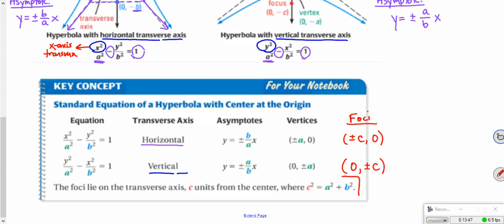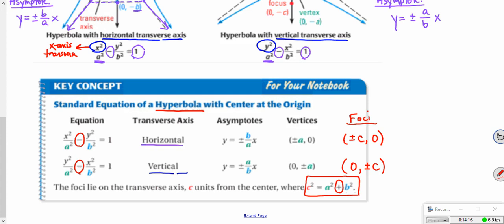And again, I want to point out the formula for c. C squared equals a squared plus b squared, just the opposite of the ellipse. It was a squared minus b squared. So again, reminder, on a hyperbola, this is minus in the middle, and this down here is plus.